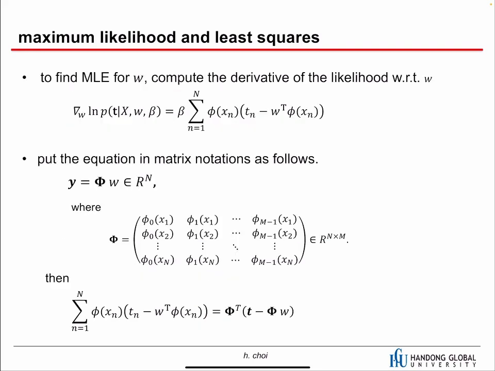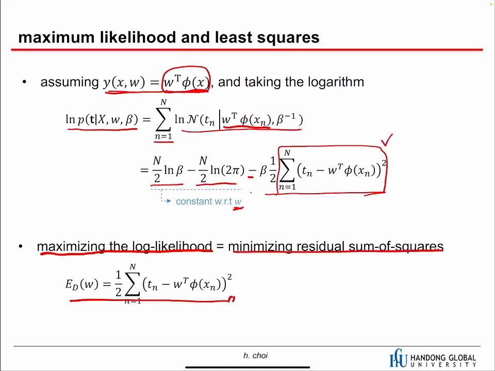Then to find the maximum likelihood estimate for w, what should we do? Basically, take the derivative of the likelihood with respect to w. So let's try. From the previous slide, we have w only here. This part is kind of constant. So let's take a derivative.